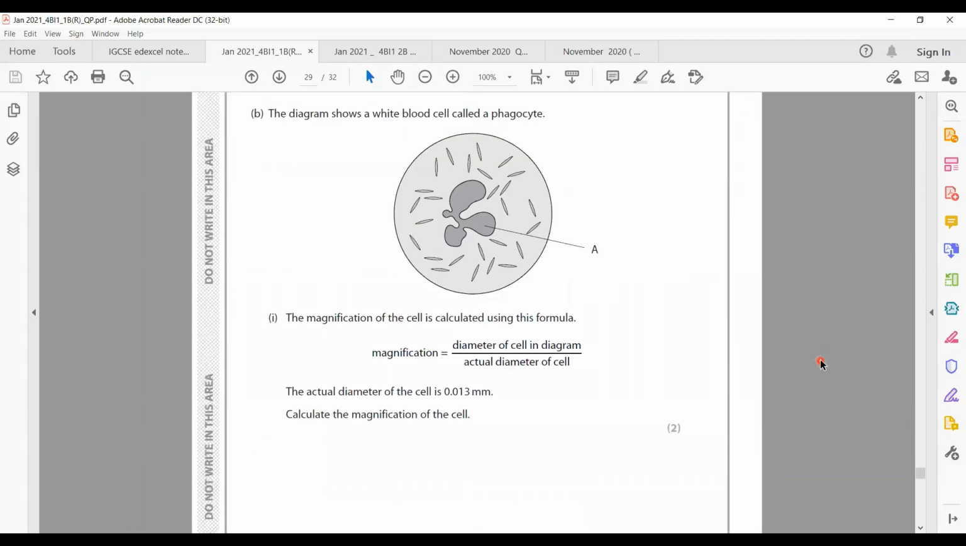طيب Dumas number B. The diagram shows a white blood cell called the phagocyte. The magnification of the cell is calculated using this formula. Magnification equals diameter of cell in diagram over actual diameter of cell. The actual diameter of the cell is 0.013 millimeters. Complete the magnification of the cell. Okay. So tell me how can we do it. هو بيقول لي اهو اعطاني الفورمولا بس هو عاطيني الاكتوال diameter of the cell in millimeters.